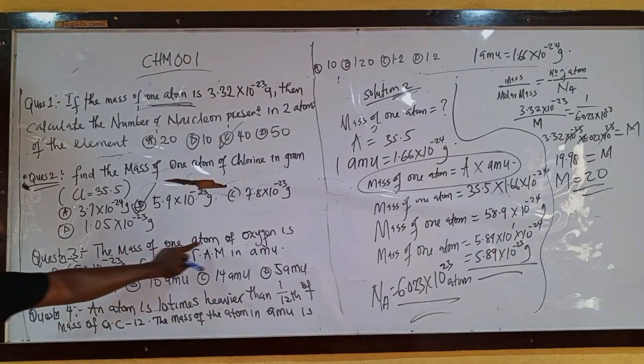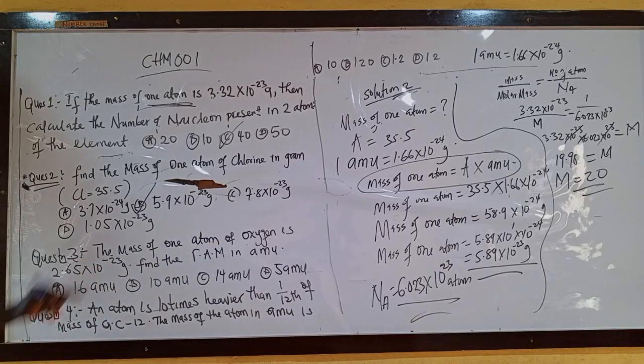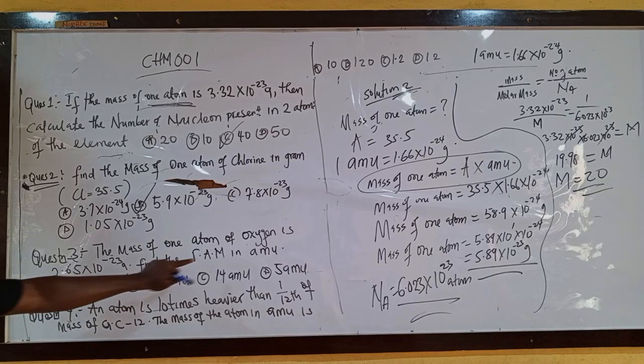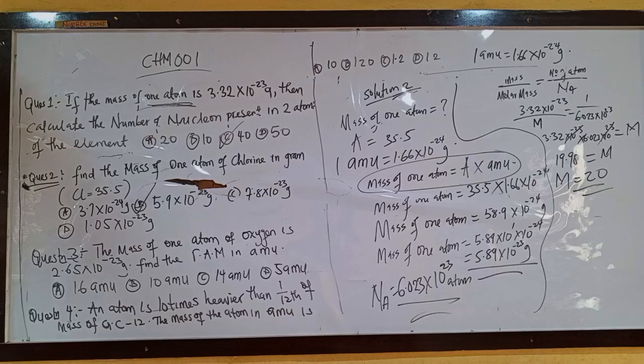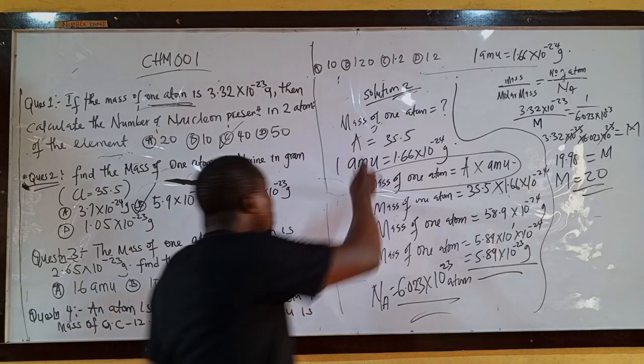They say the mass of one atom of oxygen. They want you to calculate the mass of one atom. The mass of one atom of oxygen is this. They gave us the mass of one atom of oxygen. Find the relative atomic mass in AMU. Let me quickly do it.